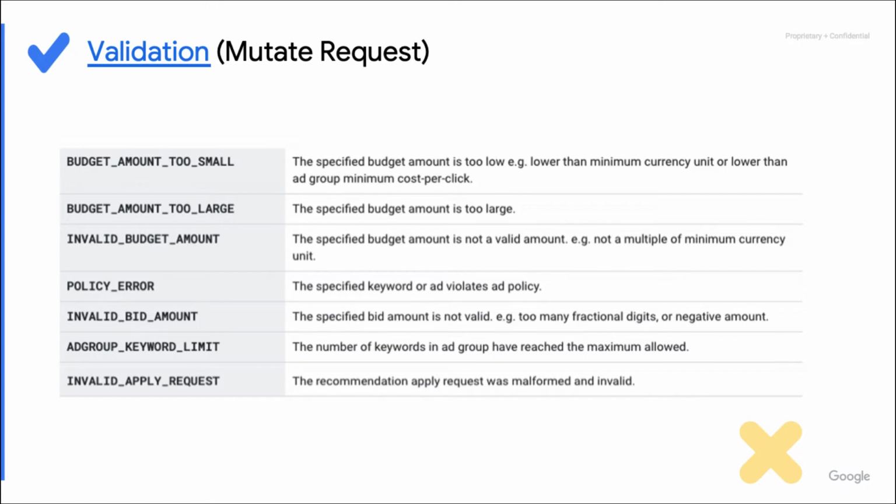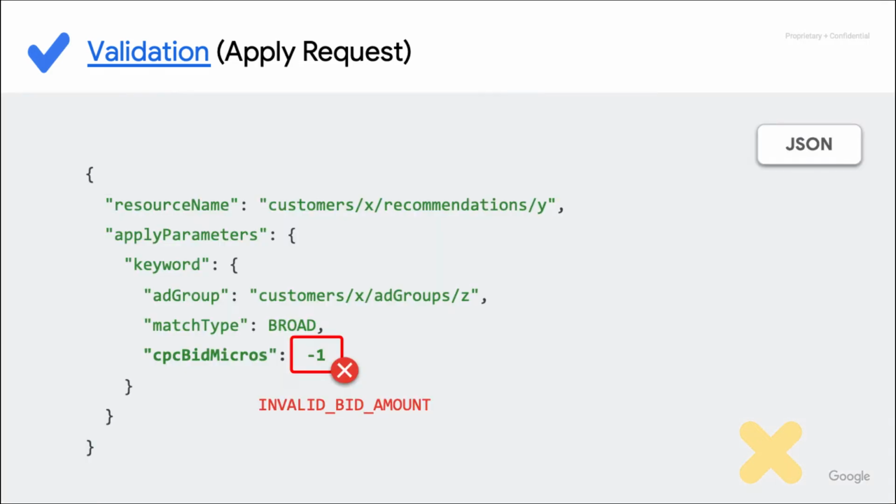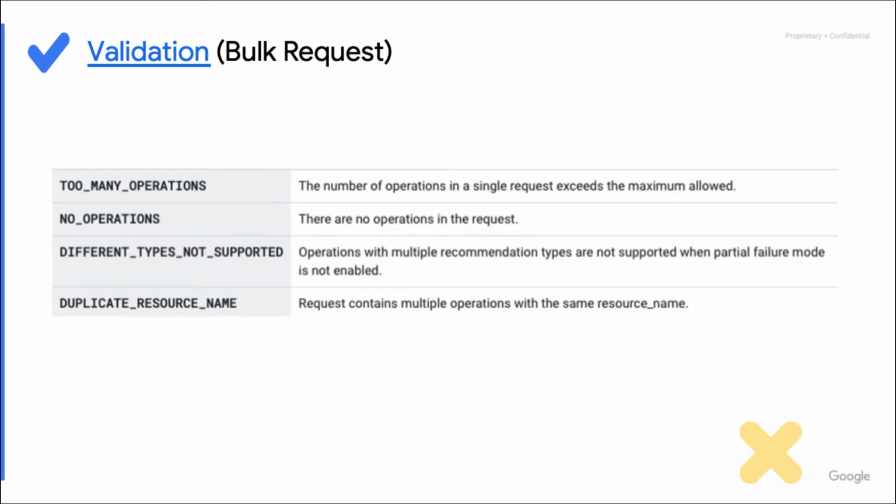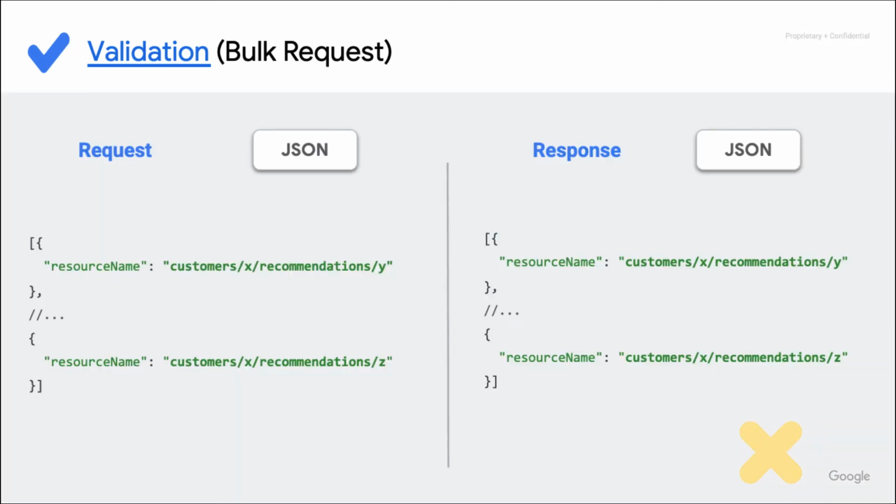Mutate requests can also return validation errors, as you can see here. Most errors are related to required fields or invalid values. For example, if for whatever reason you provide a negative CPC bid value when applying a keyword recommendation, then the request will fail with an invalid bid amount error. The use of bulk mutate requests can lead to additional validation errors. As a reminder, this type of request allows you to apply or dismiss multiple recommendations at once. We dedicated an entire episode to this feature, so feel free to watch it if you want to learn more.